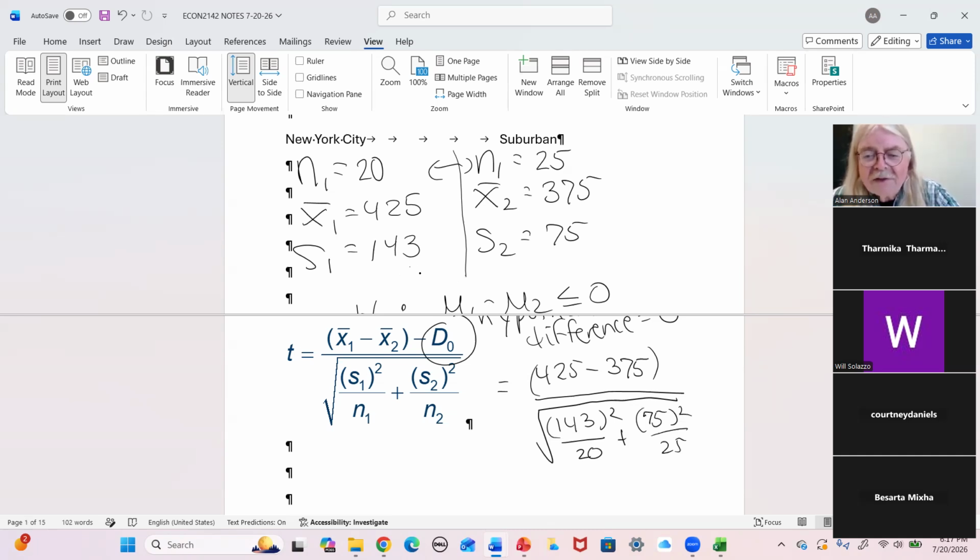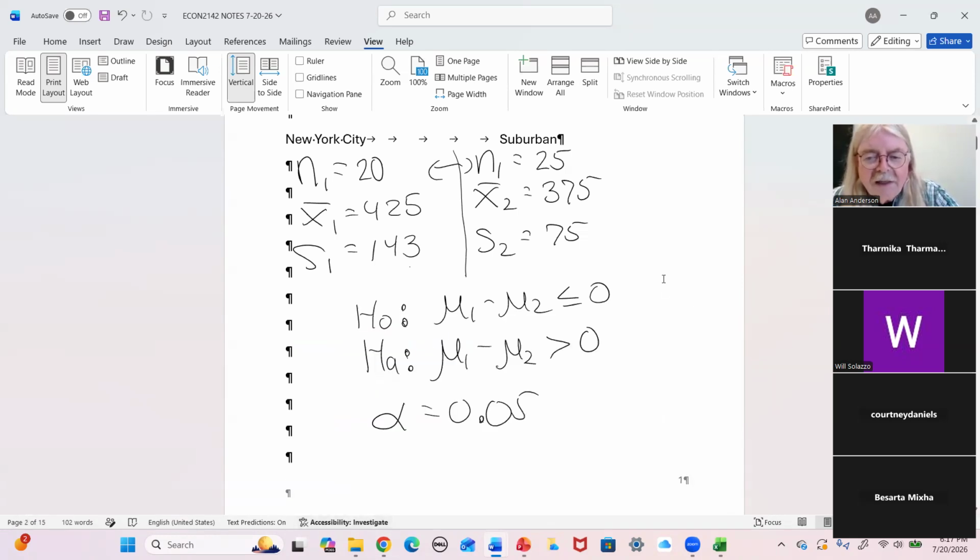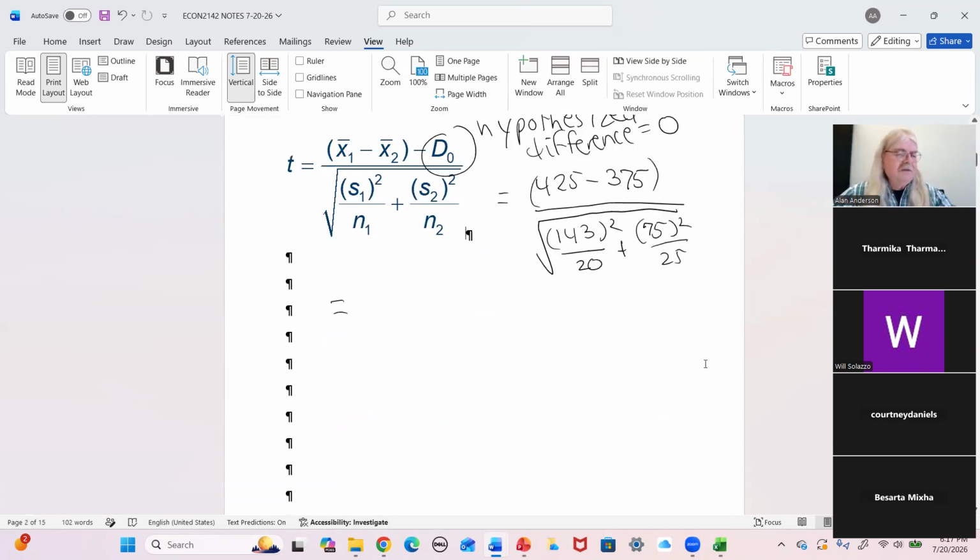But here, no, they're giving us the sample standard deviation. We square that and divide by n1. Over here, it's the same for 2. And whatever that is, our test statistic. So it's kind of a mess, but we can handle it. All right, let's see what that's equal to. Oh my God.